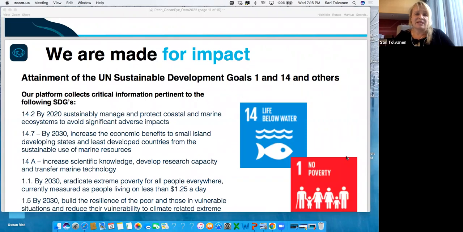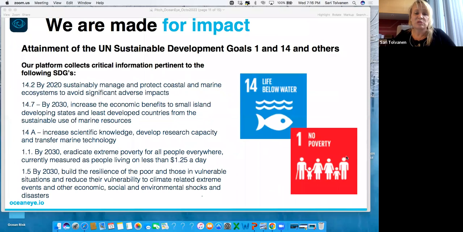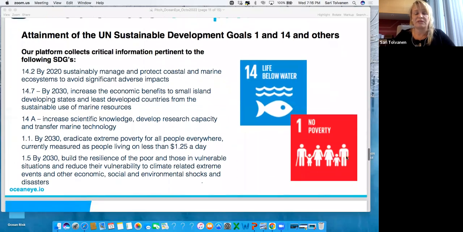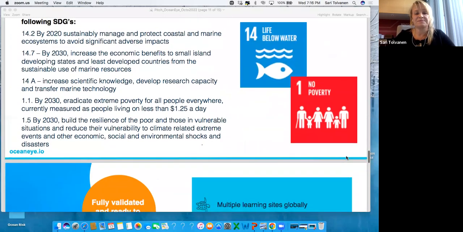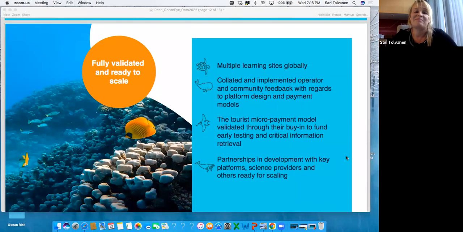Just a few of the other SDGs, so 14 and 1, and the obvious ones, and obviously we'll probably be working on the networking and many other ones. So where we are with the product, we launched in April 2020, so it wasn't the best timing.